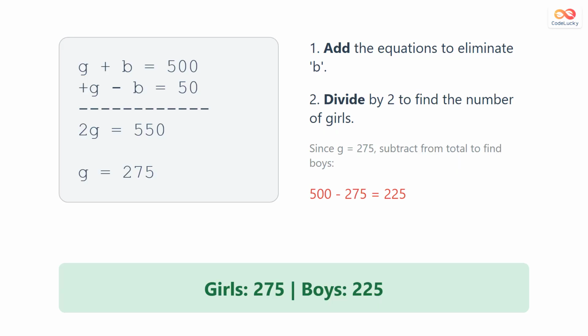Just like before, we add the equations. G plus G is 2G. The B's cancel out. 500 plus 50 is 550. Divide by 2, and we get 275 girls. Subtract that from the total of 500, and we find there are 225 boys.